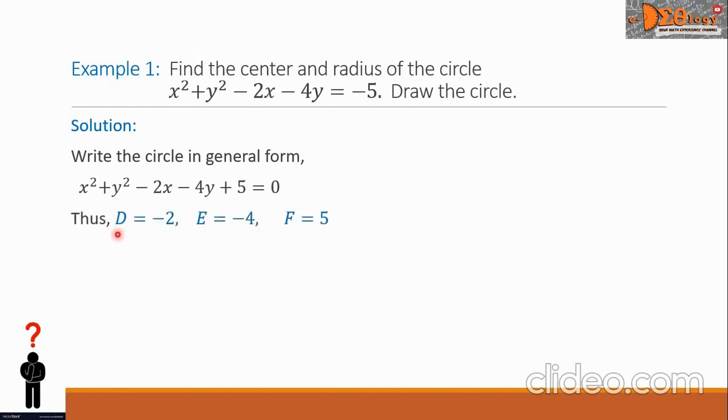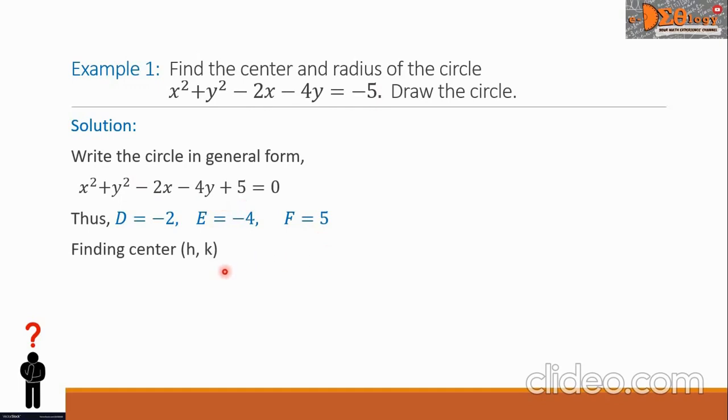We can collect the d, e, and f. D equals negative 2, that is the coefficient of x. The e is the coefficient of y, that is negative 4. And the f is this constant 5.